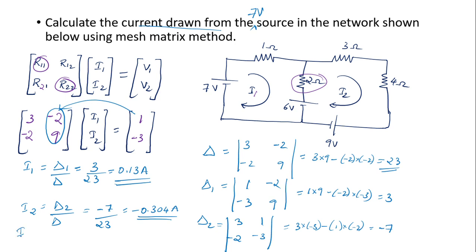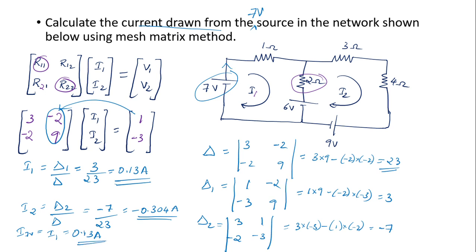So the current drawn from the 7 volt source, obviously you can see the 7 volt is present in mesh 1. So the current flowing through the 7 volt is same as I1, that is equal to 0.13 ampere. So we have solved the problem.